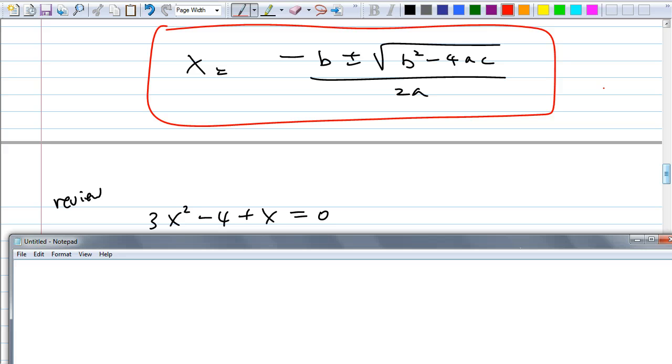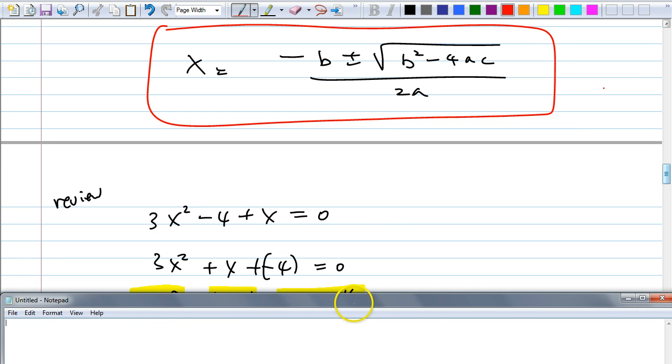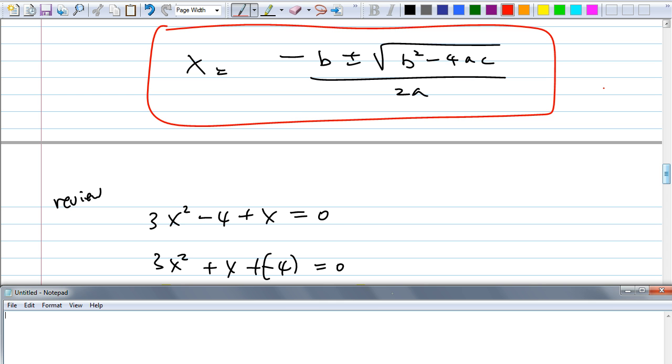Now, this time, they try to trick you a little bit. What is your A? What is your A? 3. What is your B? Is it negative 4? No, you need to write this in standard form. So please write it this way, right?